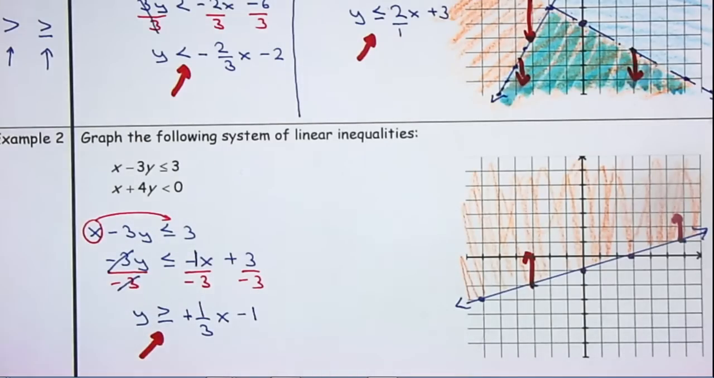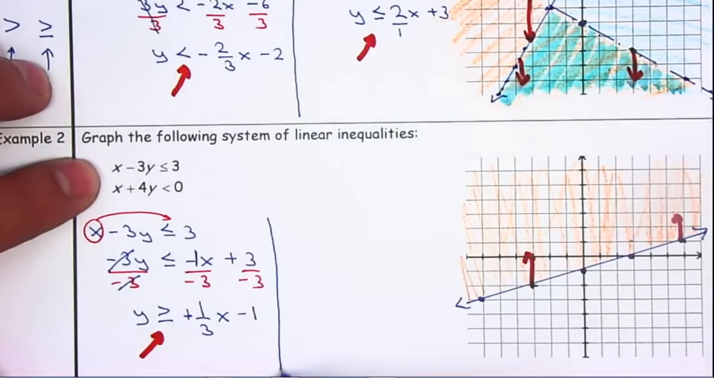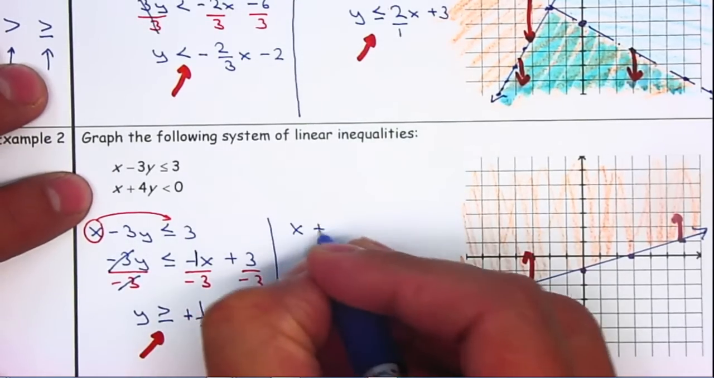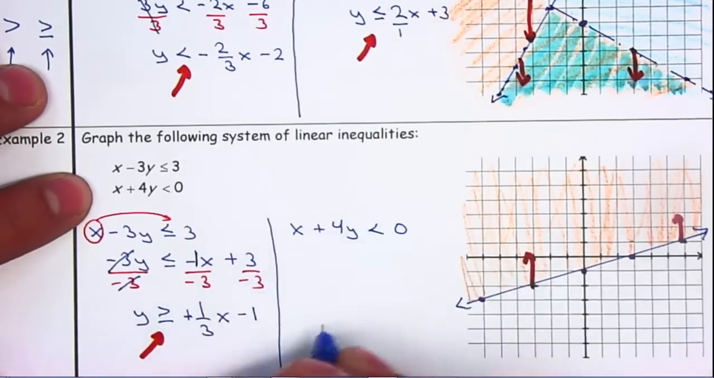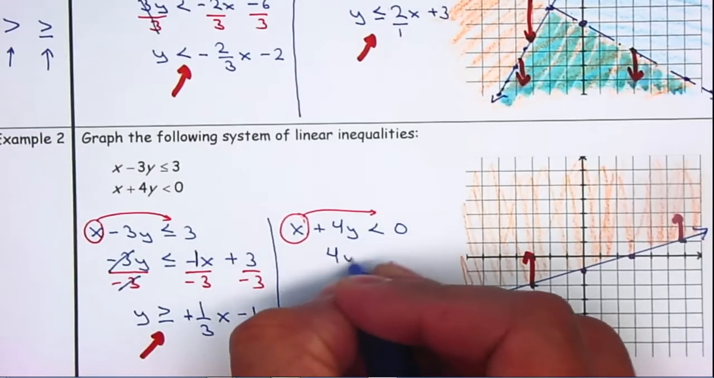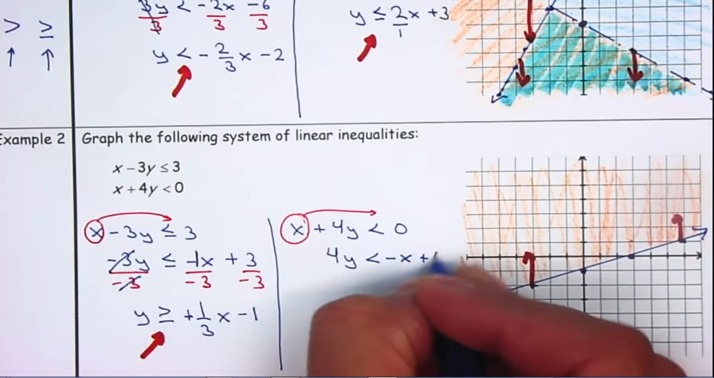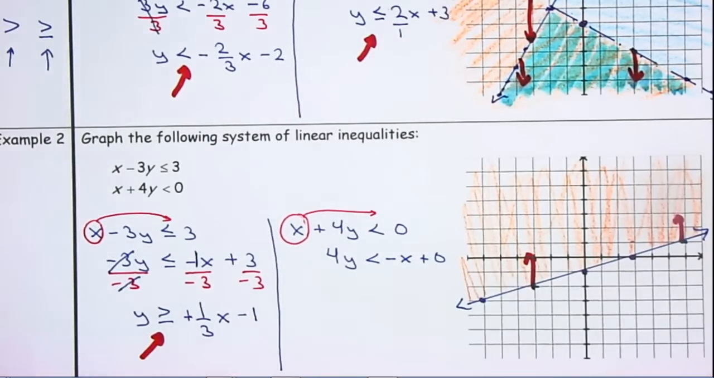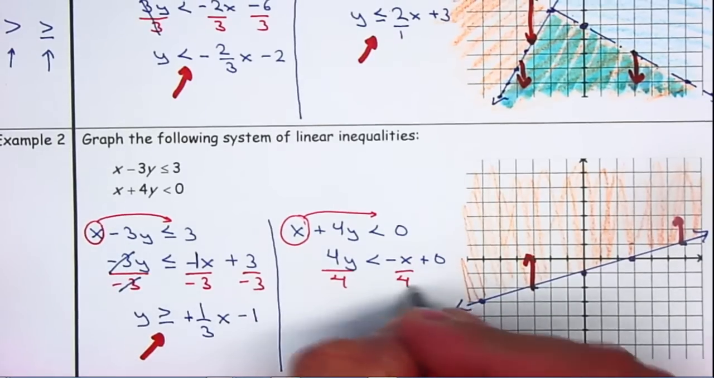Then I'm going to do the same thing with the other inequality. I have x plus 4y is less than 0. I'm going to move my x to the right. It's going to become a negative x. So I have 4y is less than negative x plus 0. Then I'm going to divide by 4.